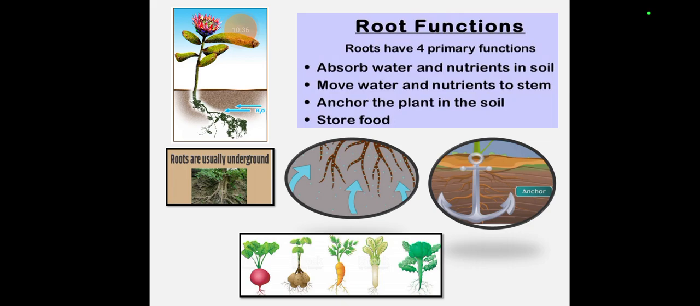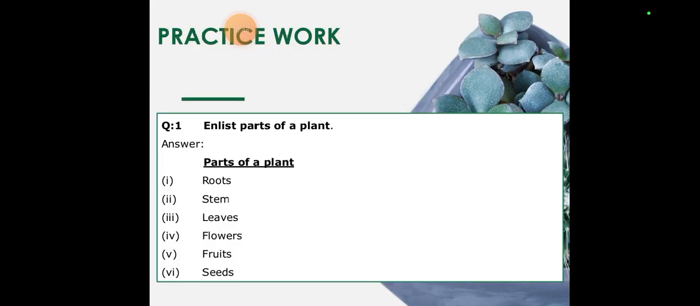Root functions. They have four primary functions. They absorb water and nutrients from the soil, move water and nutrients to the stem, anchor the plant, which means holding the plant in the soil, and store food. Roots are usually underground.